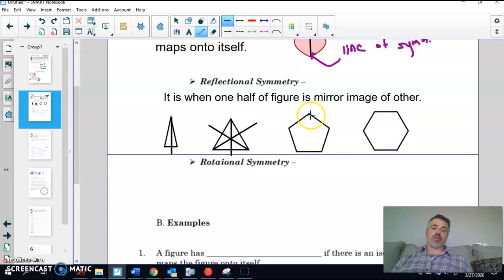Over here, this has a bunch of lines of symmetry. Here's 1, here's 2, 3, 4, 5. So it's basically one for every side.